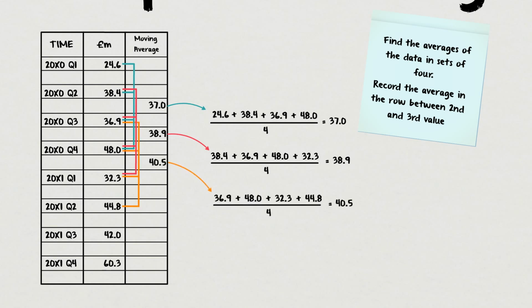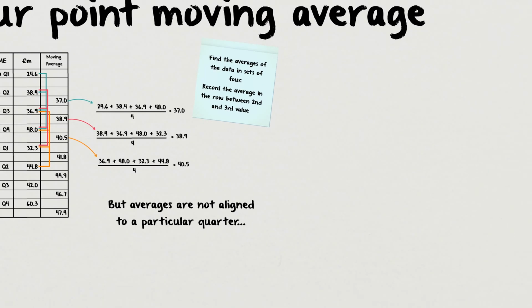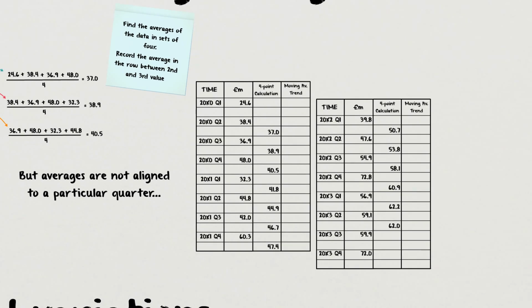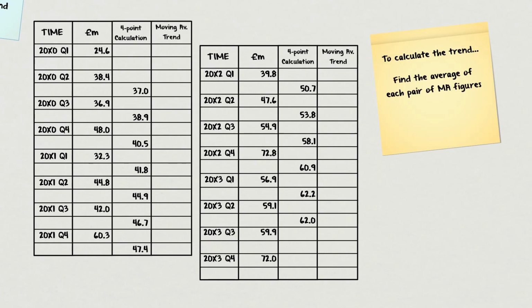And again, so on. But the problem here is that we can't really use this because it doesn't actually allocate to a particular quarter. So how do we get around this issue? It can't really work without us aligning it to a particular quarter. So the calculation we use here is to basically find the average of two different moving averages. So we're now making averages of averages. And once we do that, we then assign it to a particular quarter.